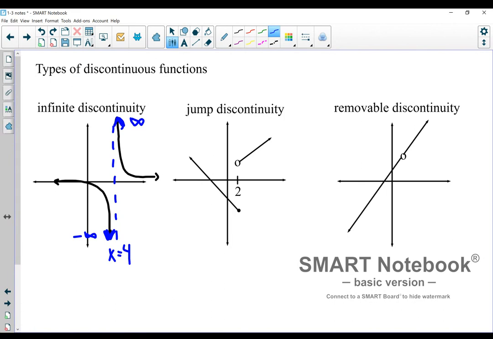I have a piecewise function where I jump from one point to the next, which is why I call it jump. And then the last type is removable discontinuity. That's because if we remove the hole, it would be continuous.